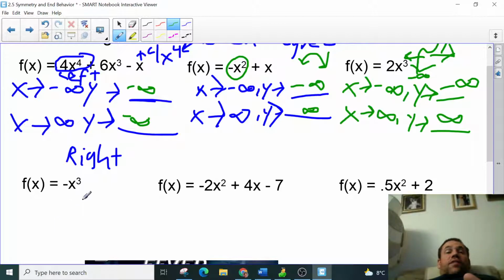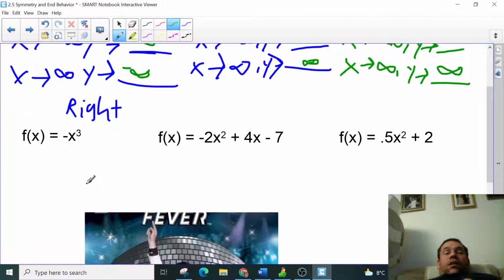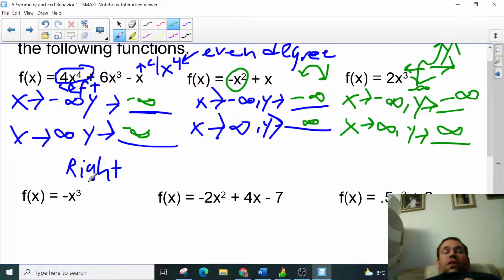Well, if it's negative, that means that it's just going to go... Let's let your granddad do it.